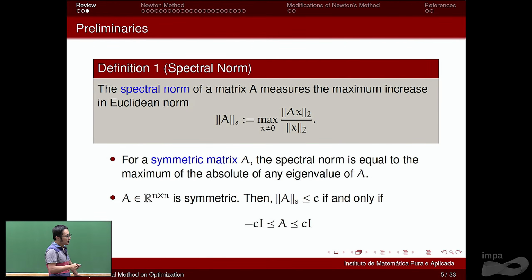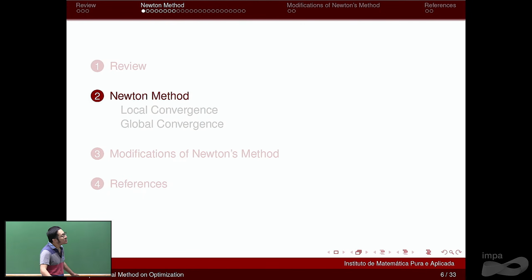For example, if A is a symmetric matrix, the spectral norm of A is equal to the maximum of the absolute value of any eigenvalue of A. Another is, if A is symmetric, the spectral norm of A is bounded by c if and only if the eigenvalues of A belong to the interval from negative c to positive c. We have these two conclusions that we will use later in our proof. So let's go to the Newton method.